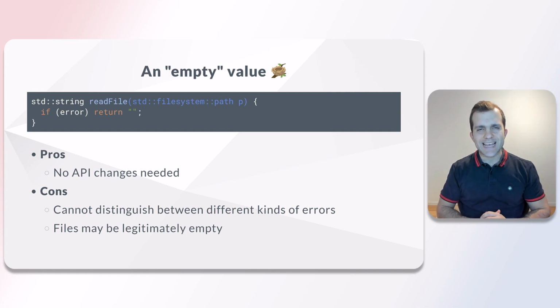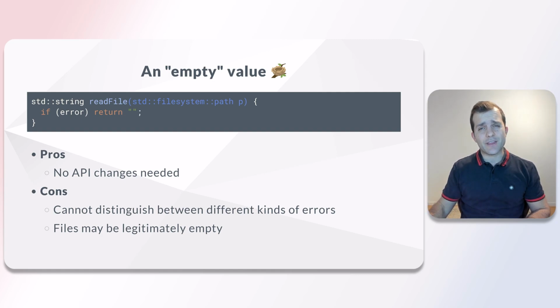Welcome back. In this video we will be looking at reporting errors using empty values. The concept is rather simple. If an error occurs, we will return an empty or a default value. If no error occurs, we return the actual value. The advantage of this approach is that it is very simple to implement. Nothing needs to change in the API to support this error reporting technique.